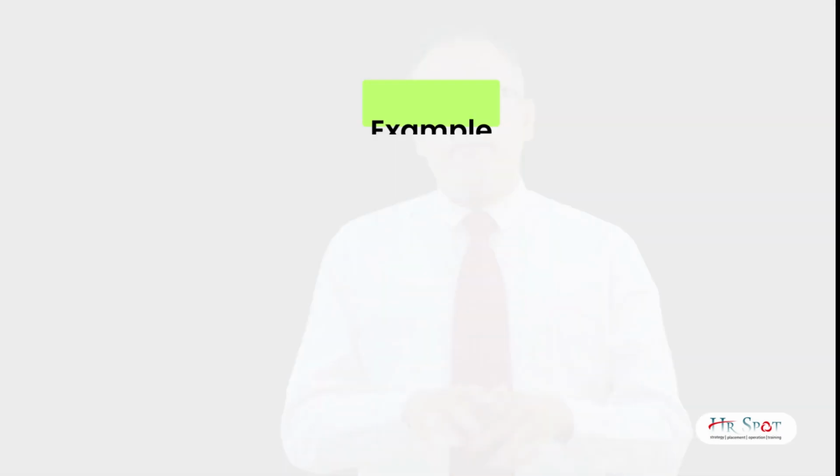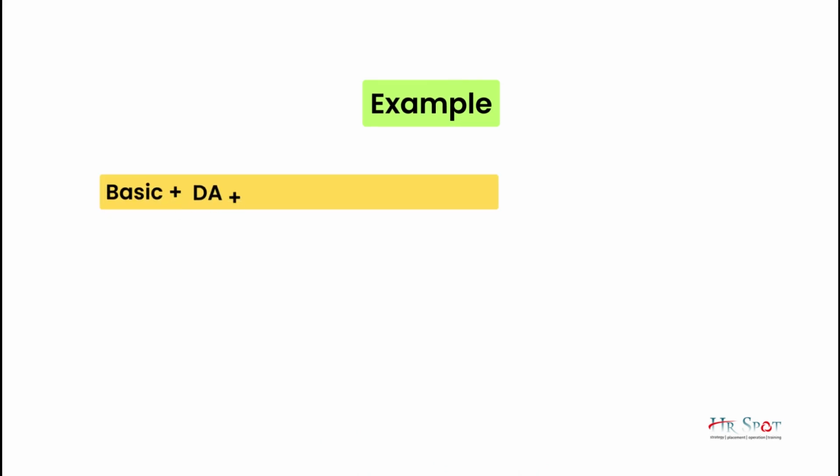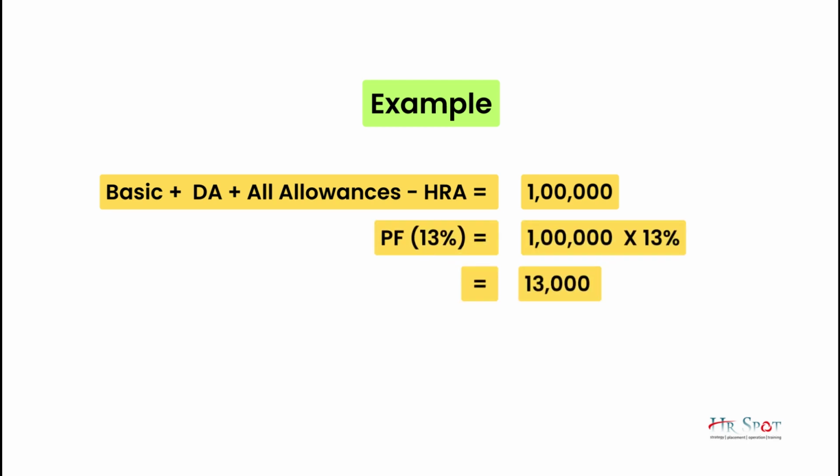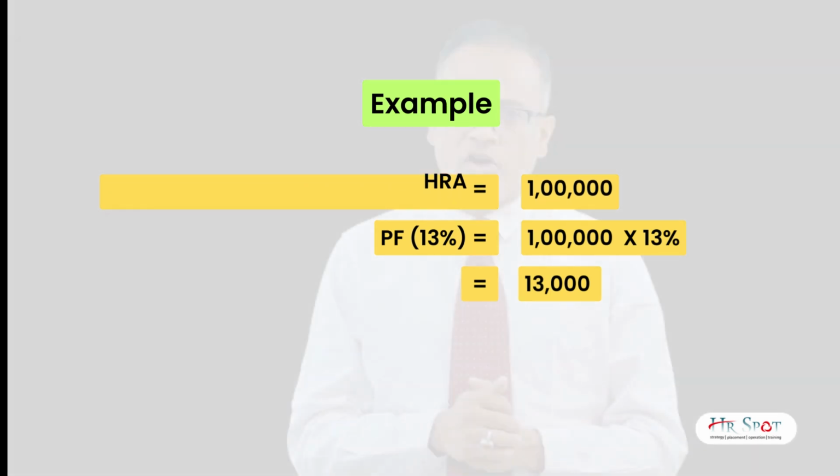So if my annual basic plus DA plus all allowances except HRA is 1 lakh, then my 13% PF will be 13,000, and that 13,000 will be included in my CTC structure. I repeat, the employee contribution of 12% will not be included in the CTC structure. If any company does that, that will become an illegal and invalid CTC format.